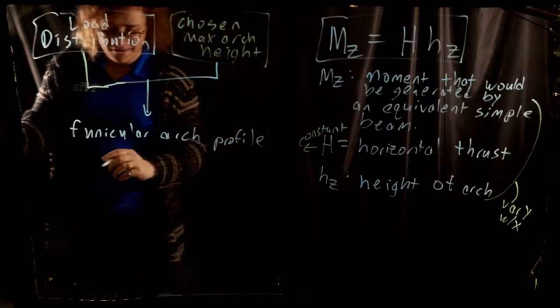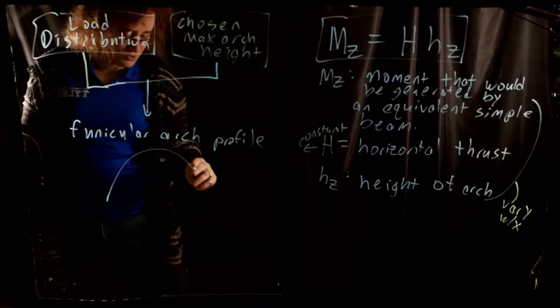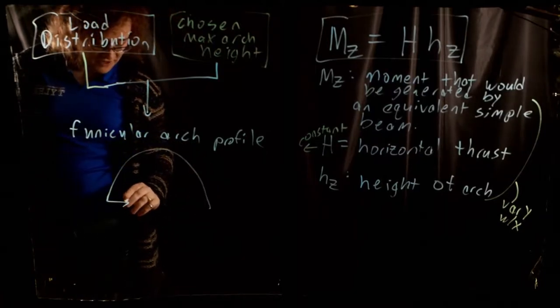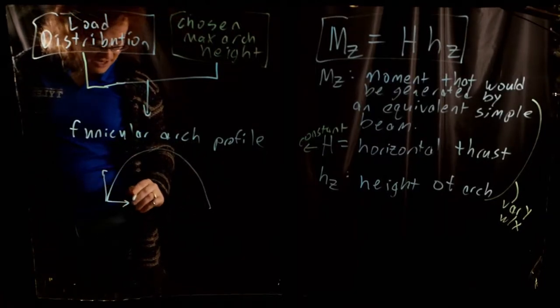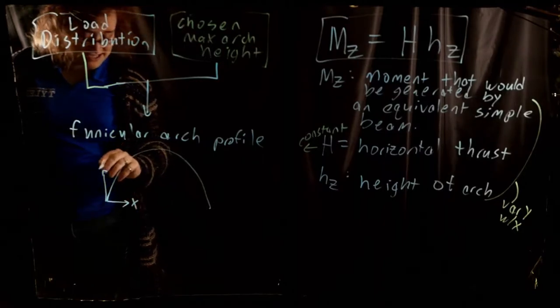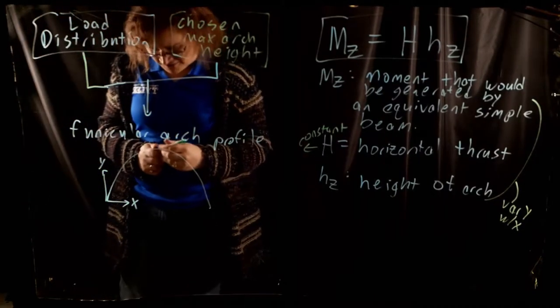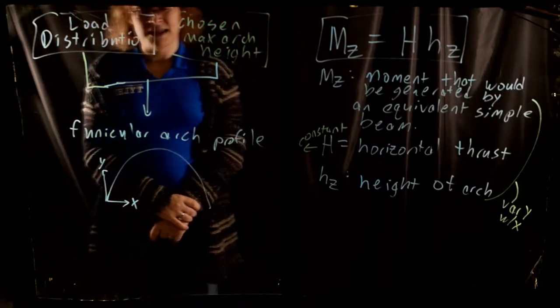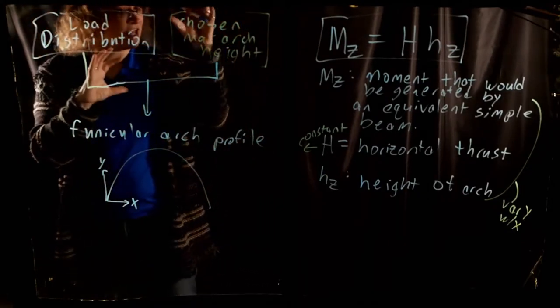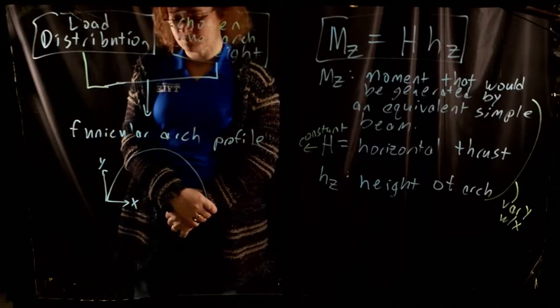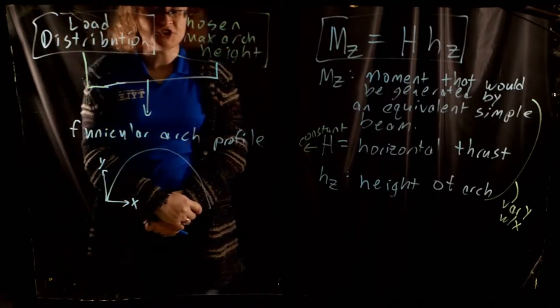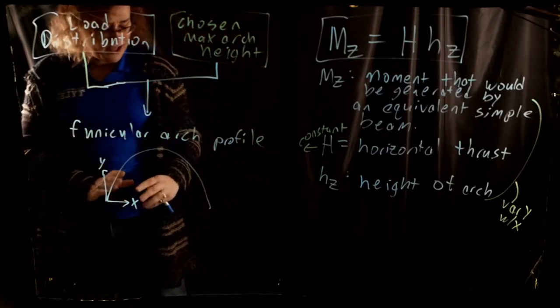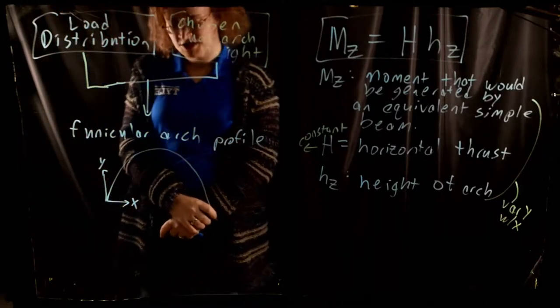And by profile, I mean an equation or a plot of what the arch's profile should be for a given height as a function of x of the arch as you go along the x-axis. So again, if you know the load distribution and you have a chosen maximum height, or the height at some location, you can then map that to a single funicular arch profile.